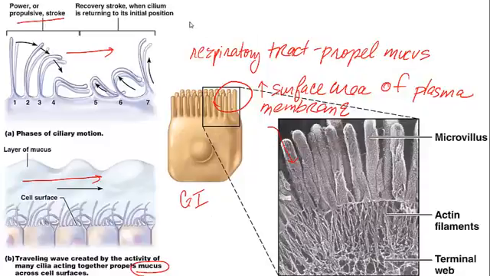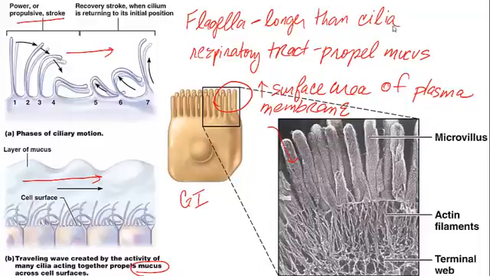There's also flagella, and we don't have a picture of flagella on this slide, but the flagella is going to be longer than cilia, and the only example of a flagella in the body would be the sperm cell. So it allows for propulsion, so for the sperm cell to actually be able to swim towards the oocyte.